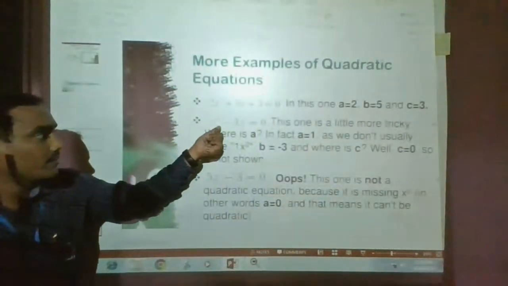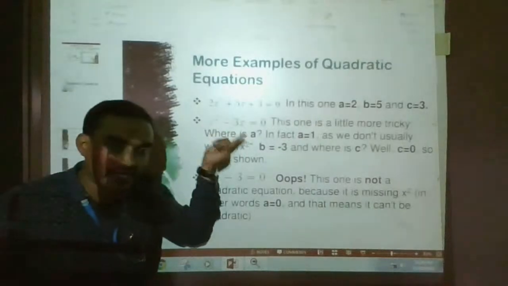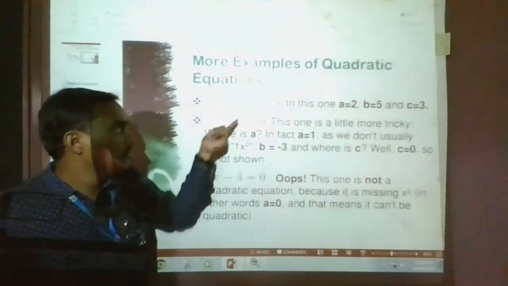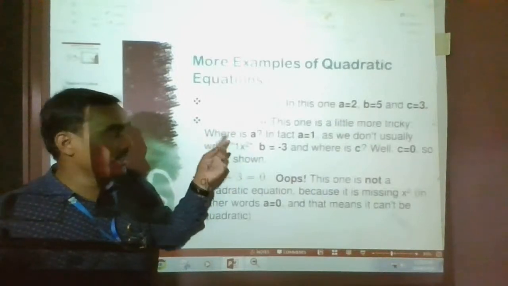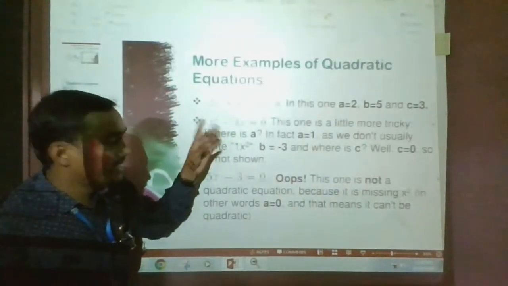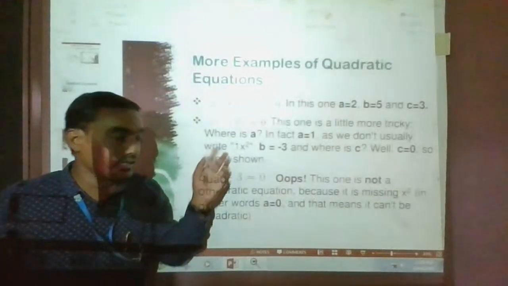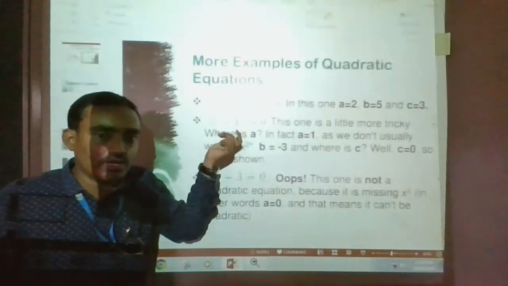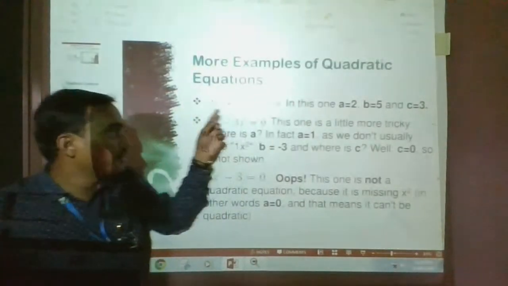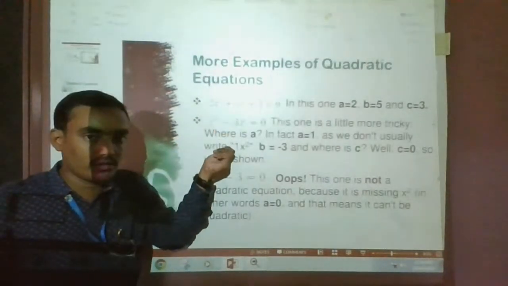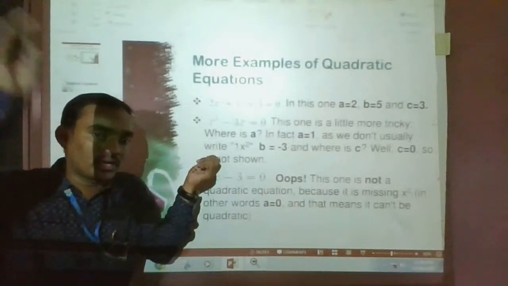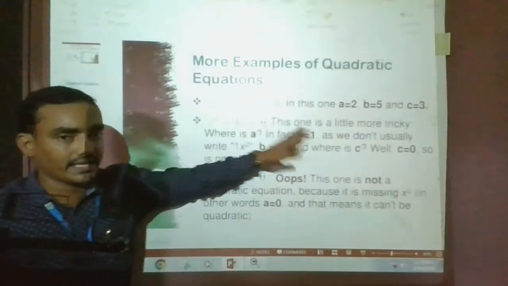Now, x square plus 3x. Is it a quadratic equation, because there is no constant? For the general form, if the degree is 2, it is a quadratic equation. The x term or the constant c need not be there, but the square must be there. You have to see first whether the square is there or not. If the degree is not more than 2 and not less than 2, then it is a quadratic equation.